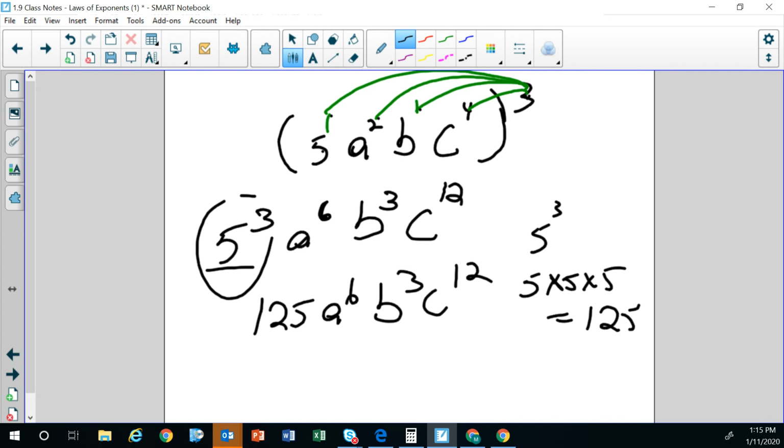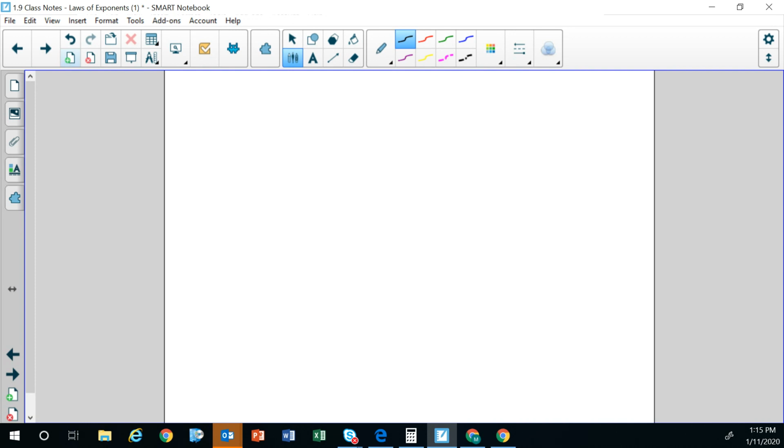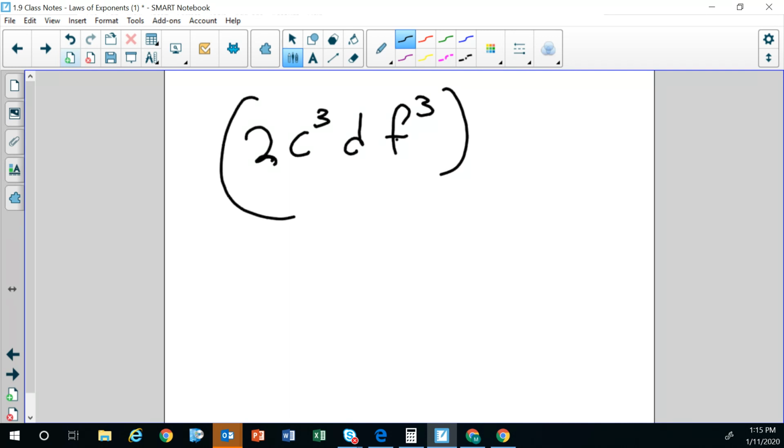All right, let's look at 2 times C raised to the power of 3, D times F raised to the power of 3, and that is all raised to the power of 3. Okay? So my first step is, if there is any term in the expression that doesn't have an exponent written, I'm going to write 1 there, because they have a power of 1. So when that's done, now I can go to distribute.